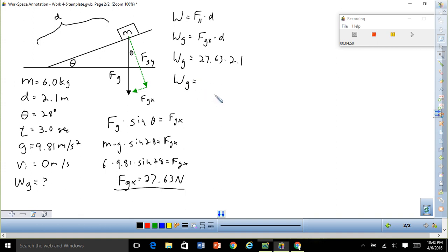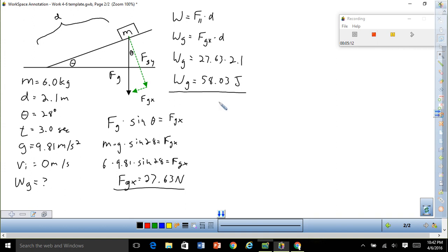I'm going to take 27.63 and multiply it by 2.1. Then I end up with approximately 58.03 joules of work. So 58.03 joules, the work done by gravity. Remember, when you're entering that into your homework, you'll want to preserve enough decimal places that you're within 1%, that you don't round to more than a 1% difference. So just be cautious about that.